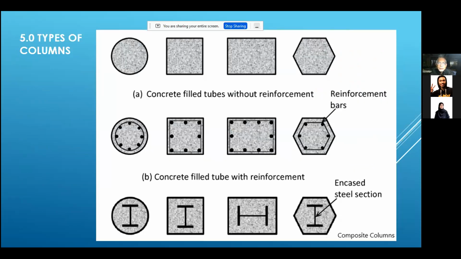This is to give you some idea of the types of columns that use steel bars and reinforcement, or without steel reinforcement. Okay, but of course the one without reinforcement we don't use for columns, probably only for a stump if possible.